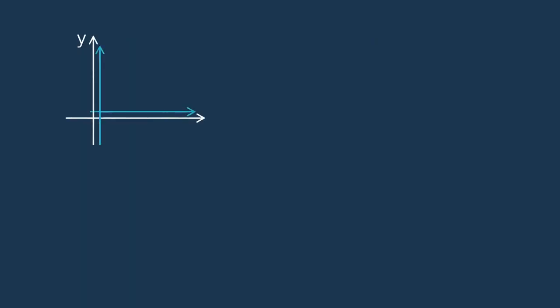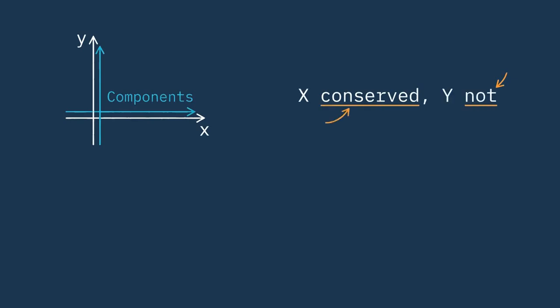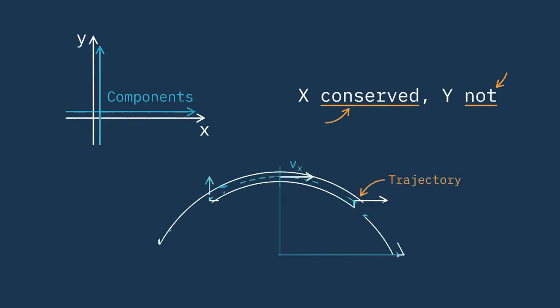Momentum is a vector, so conservation works component by component. If the net external force in the x direction is zero, x momentum is conserved, even if y momentum is not. In projectile motion without air resistance, horizontal momentum is conserved while vertical momentum changes due to gravity.